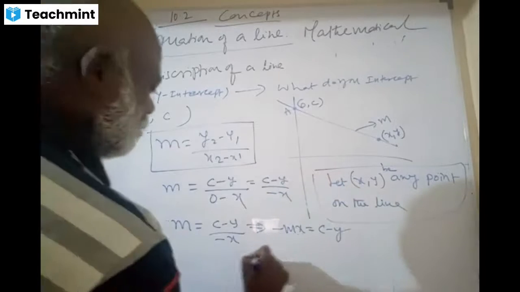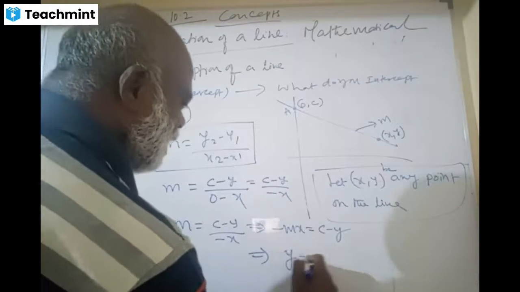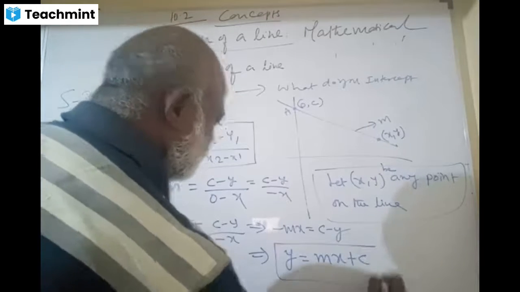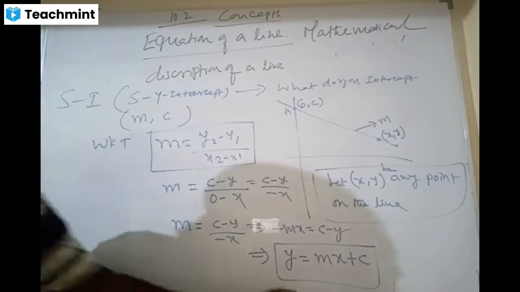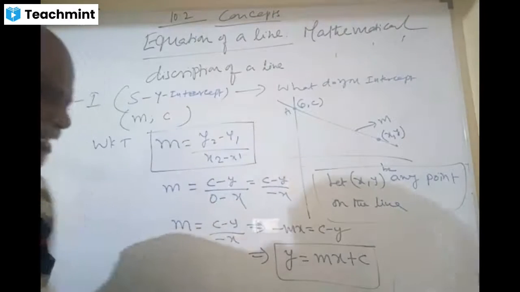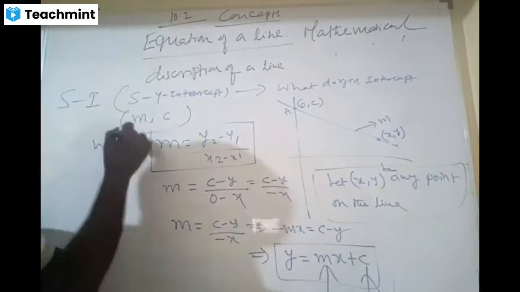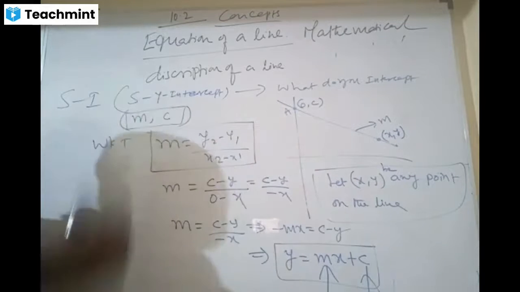Okay? Which implies, moving the minus y inside, y equals mx plus c. That is the equation of a line. This is called slope and this is called y-intercept. That's why I wrote here m and c. Slope is m and y-intercept is c.